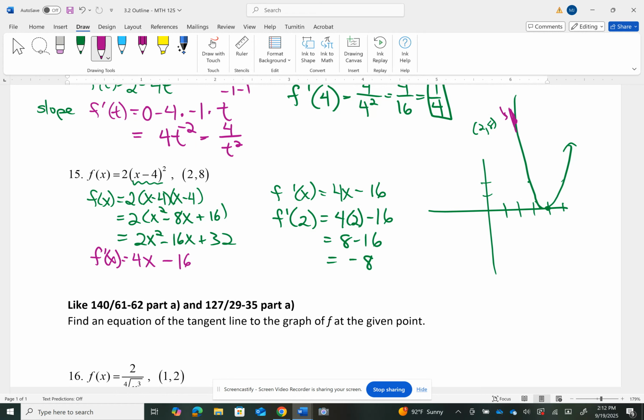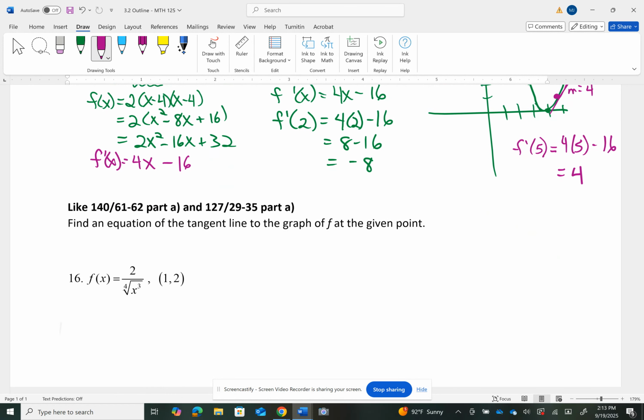I'm trying to make that look like it's just touching the curve in one point, and what we found is the slope at that spot was -8. But like if I found what was the slope when I'm over at 5, then I'd plug a 5 in to that formula and I'd get something else, and what it would represent is what's the slope when I'm over here. Over here where the x was 5, then the slope would have been a +4.